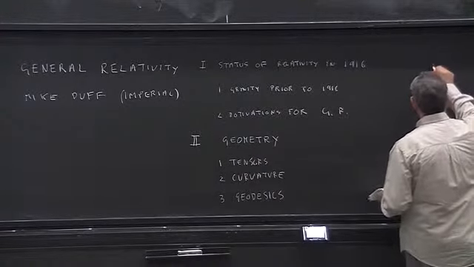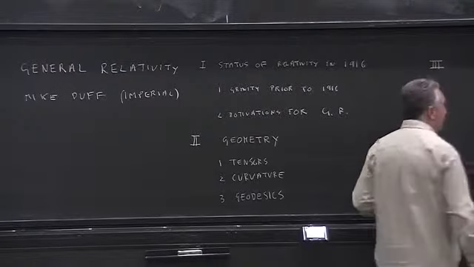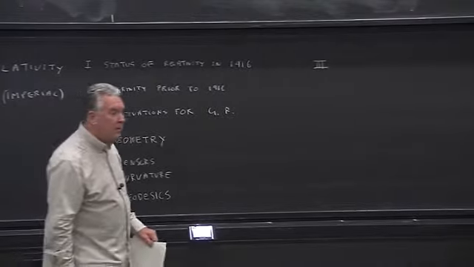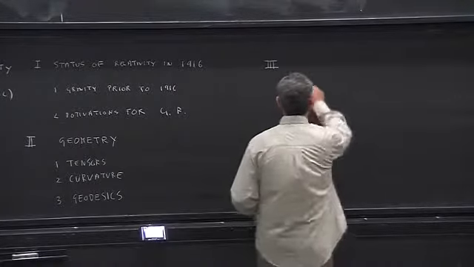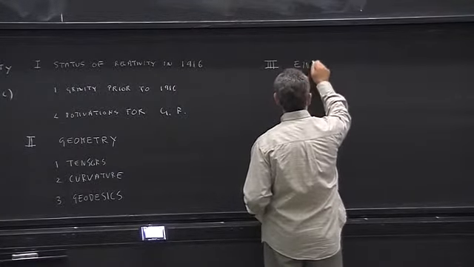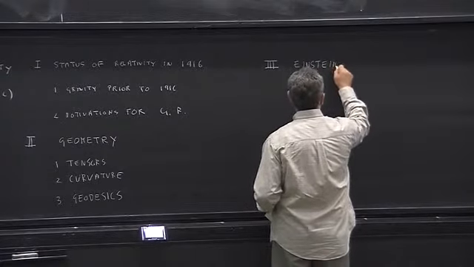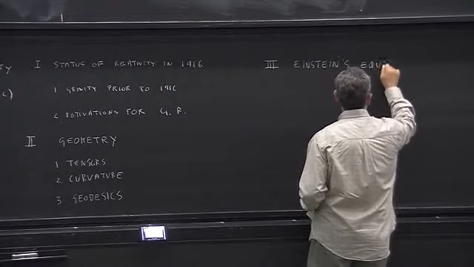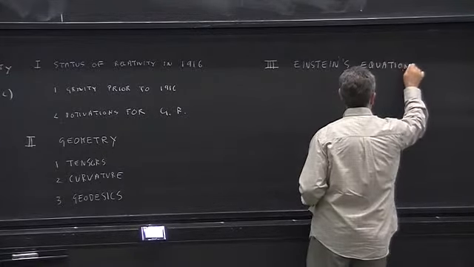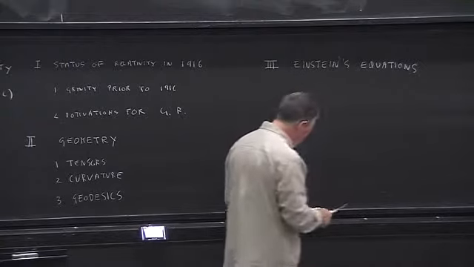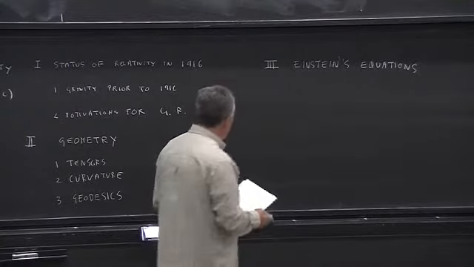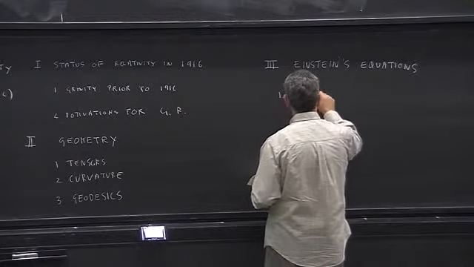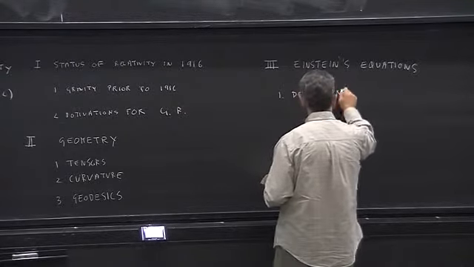So that's setting everything up for this part, which will be just mathematics. It will be setting things up for the physics, which is embodied in Einstein's equations. And first of all, we'll look at the derivation of Einstein's equations, what led him to write them down in the first place.